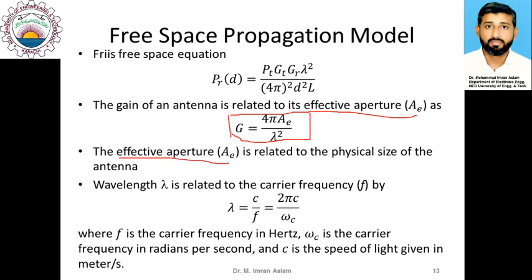The effective aperture AE is related to the physical size or physical dimension of the antenna. Lambda is a wavelength, and as I said in initial lectures, in wireless communication we generally focus on frequencies rather than lambda. So if we want, we can represent this expression in terms of frequency as well, by a simple relationship that lambda is c divided by f, or we can write it as 2 pi c upon omega c, where f is the carrier frequency of the wave in hertz, and omega c is the carrier frequency in radians per second, or cyclic frequency.